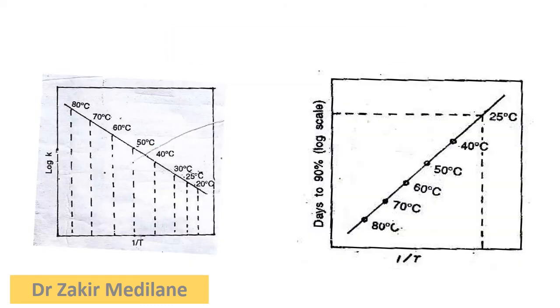Here is the graph. We can observe from the graph log k and 1/T on the x-axis, and on the right-hand side days to 90% on a log scale. So as the percentage increases, we can see the concentration change as the time prolongs. What happens as the temperature is reduced? Initially it is exposed to high temperature, then slowly the temperature of the product is brought down. Thereby we can observe there is no change in the stability. The stability of the product remains the same, from the starting temperature of 80 degrees to 25 degrees centigrade also.